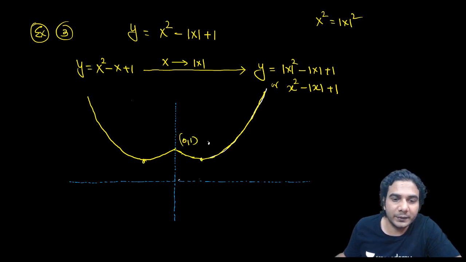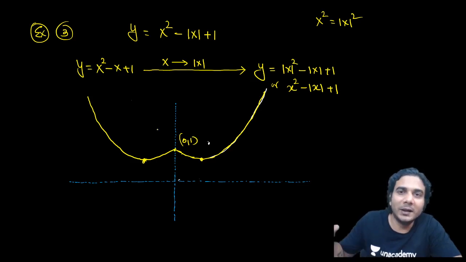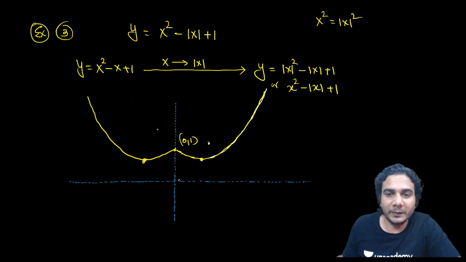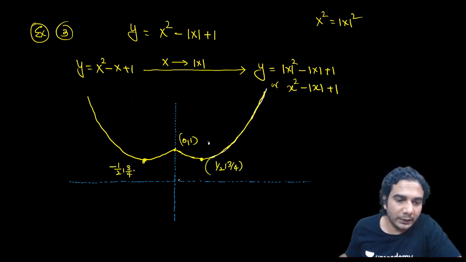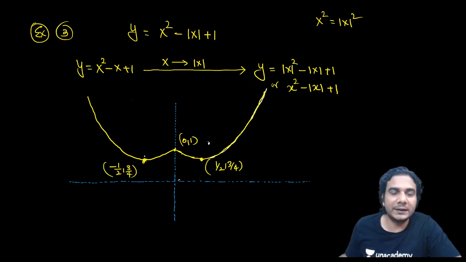The graph will show two minimas, okay? This is a local minima and this is also a local minima. This is a local maxima. So if you know about local maxima and minima, then you can figure it out. All right, so this point is 1 by 2 comma 3 by 4, and similarly this point will be minus 1 by 2 comma 3 by 4. So this is the graph. I think you have got it.